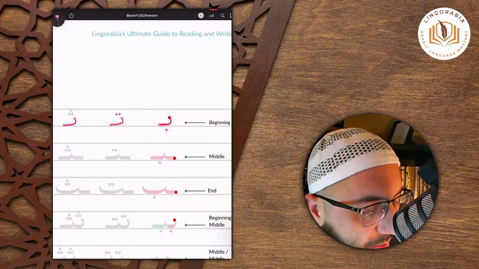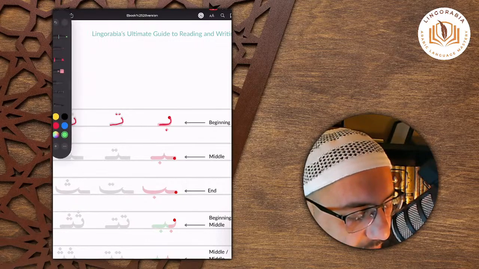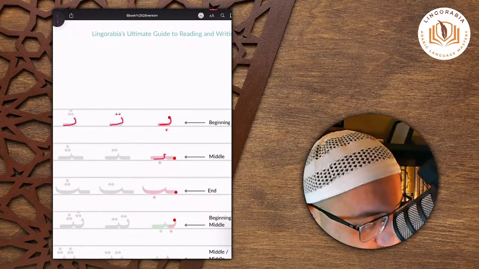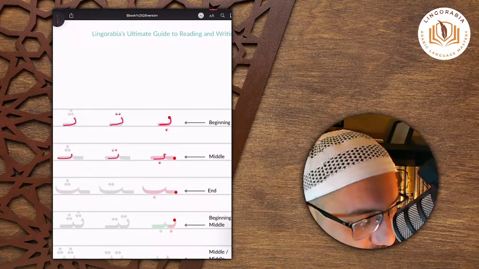This is the ba. This part is the ta. This part is the tha. You see? The shape is similar to each other. And this is the ba. This is the ta. This is the tha. This shows you how they connect.